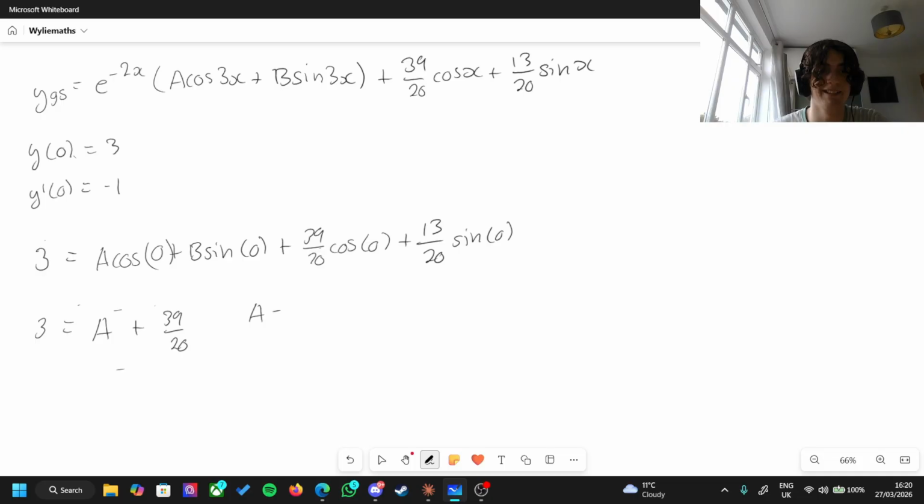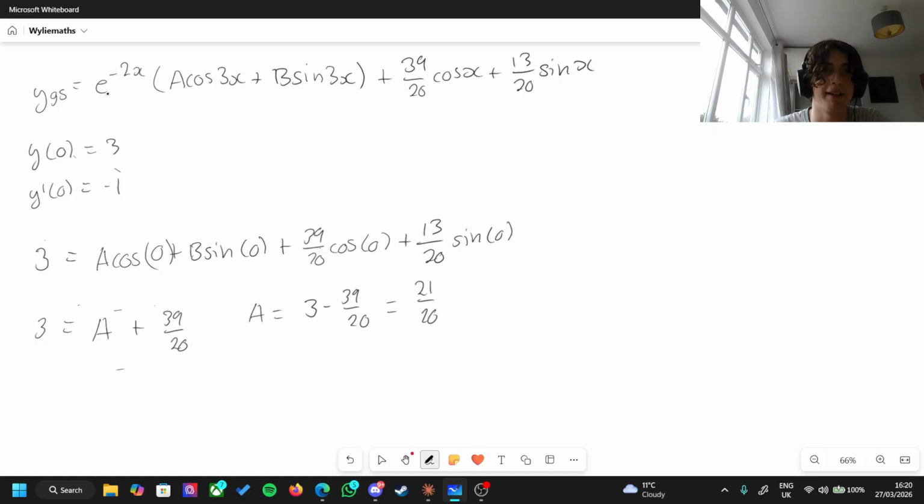So a is equal to 3 minus 39 over 20. So 3 is equal to 60 over 20, minus 39 over 20 is going to be 21 over 20, which is going to be our A solution. And lastly, we need our B solution. So to figure out our B solution, we need to differentiate this function.